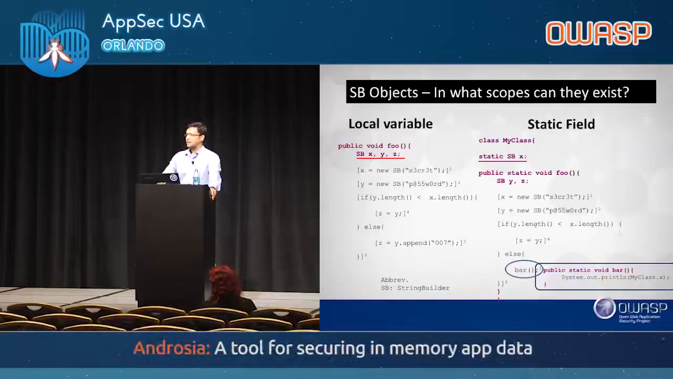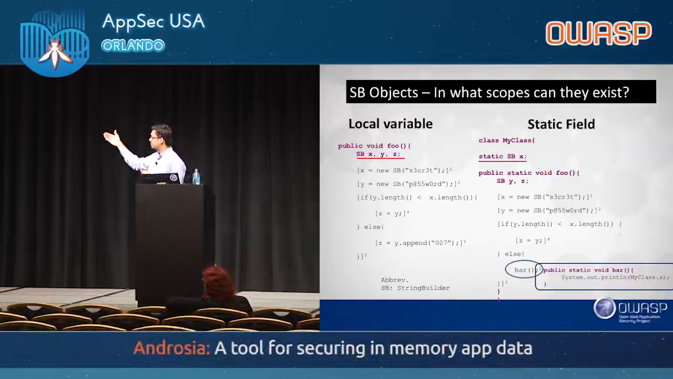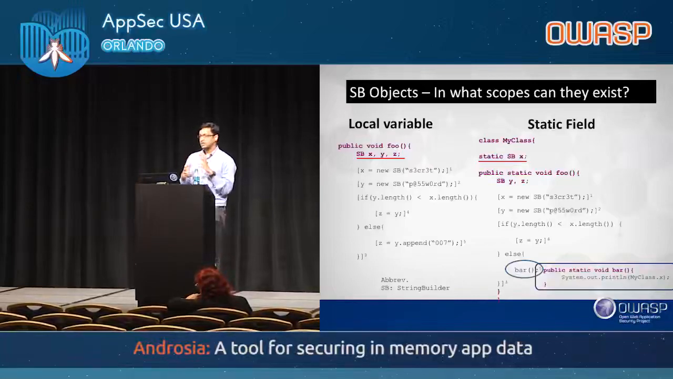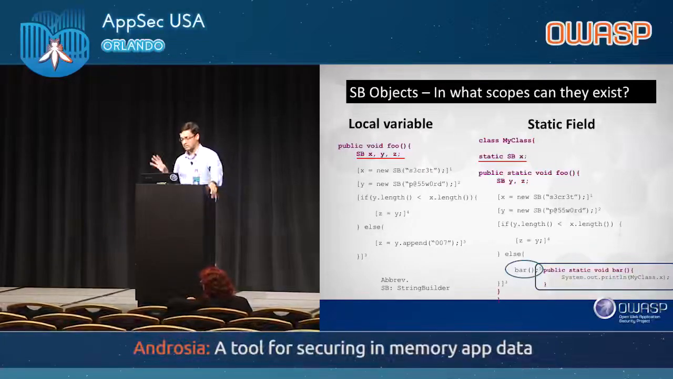So StringBuilder objects can exist in multiple scopes. What I mean by that is that they can exist as local variables in a method, wherein their scope is limited to this particular method only. Like here you see X, Y, Z being instantiated, X, Y, Z being reference variables pointing to StringBuilder objects. SB stands for StringBuilder. So you have a secret password that is being assigned to X and Y. But the use of these variables is limited to the method foo, and they don't have any other use anywhere other than this.